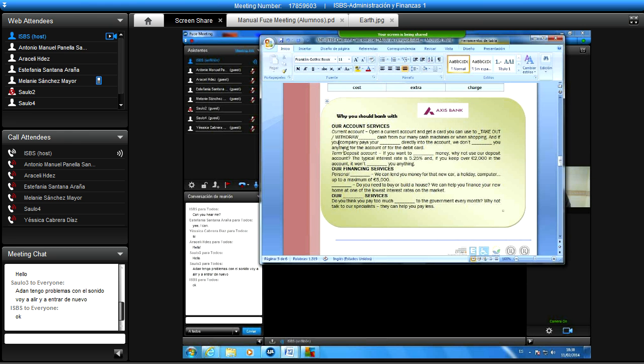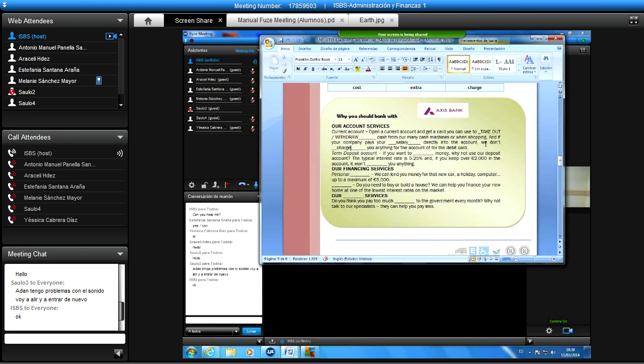And if your company pays your salary directly into the account, we don't charge you anything for the account or for the debit card. Another service, a term deposit account. Do you understand that concept?